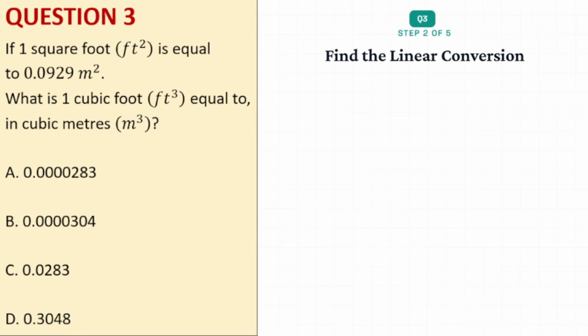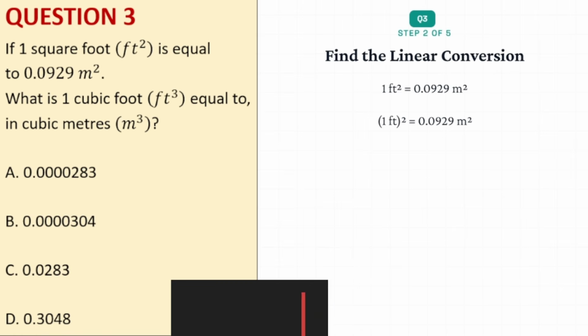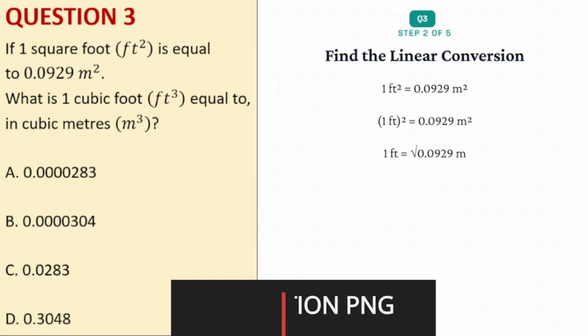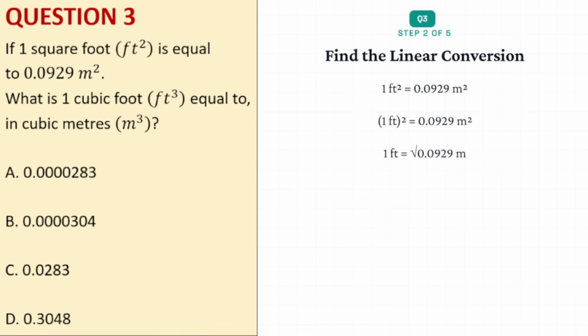Step 2. Finding the linear conversion. If 1 square foot equals 0.0929 square meters, then 1 foot squared equals 0.0929 meters squared. Taking the square root of both sides, 1 foot equals the square root of 0.0929 meters, which equals 0.3048 meters. This is the standard feet to meters conversion factor.